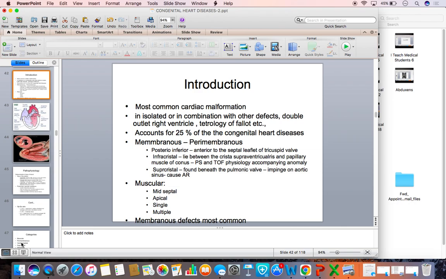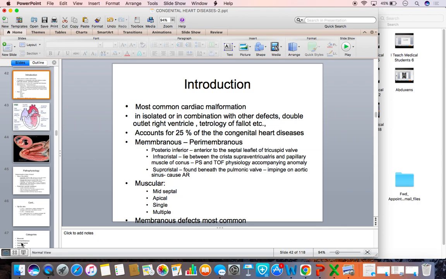Then VSD is divided into two varieties. Number one, it could be membranous or muscular. Membranous, again, could be posterior, inferior, or infracrystal or supracrystal. But whatever the anatomical location of the VSD, the clinical findings are the same. They do not vary. It is for the purpose of the cardiothoracic surgeon who does the repair of this particular defect that it is important to know the location of the ventricular septal defect with regard to membranous or muscular. But the clinical importance is not going to vary much.